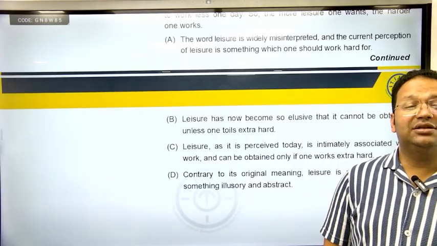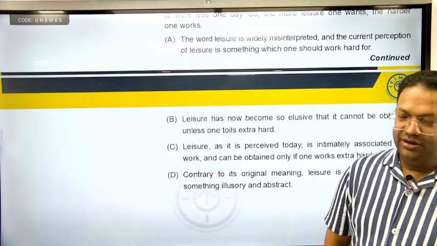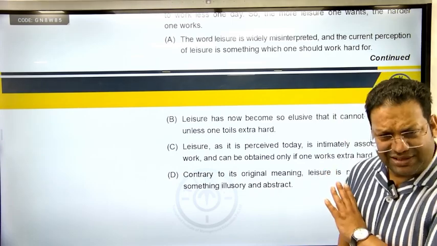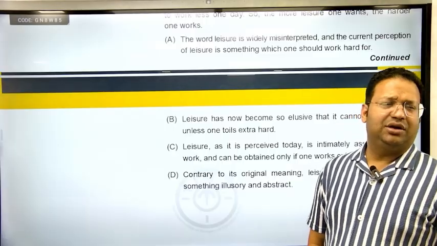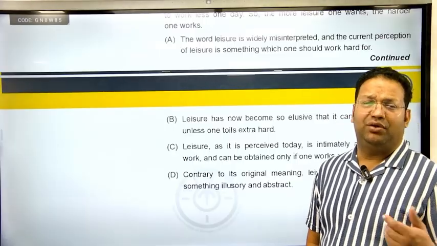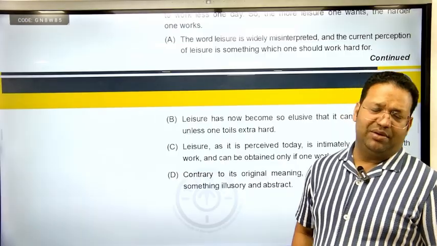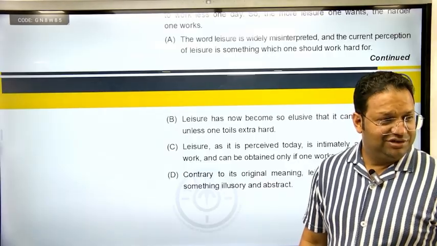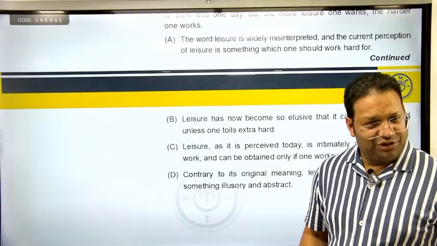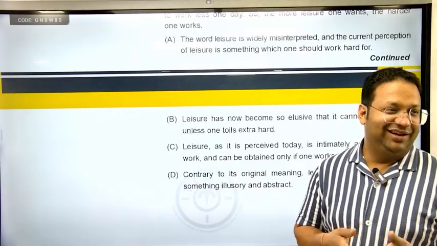Somewhere it has been misinterpreted. This is what the passage is saying. We can connect it to real life, or we can make a definition of our own. Okay, this is what leisure is. Maybe whatever we are doing, that is leisure. Not doing anything is leisure. That 5-star ad: Thank you for not doing anything.